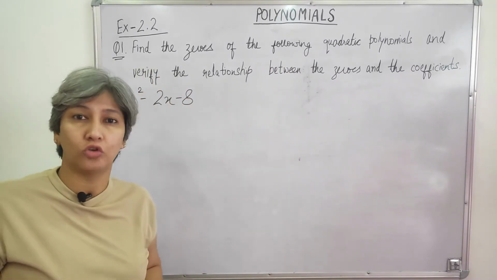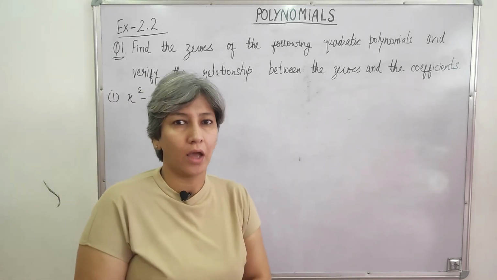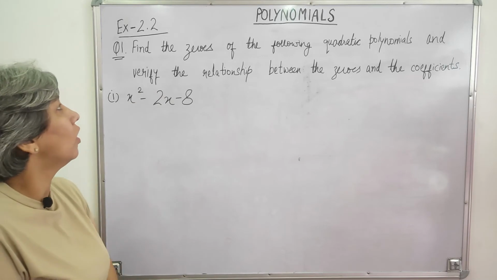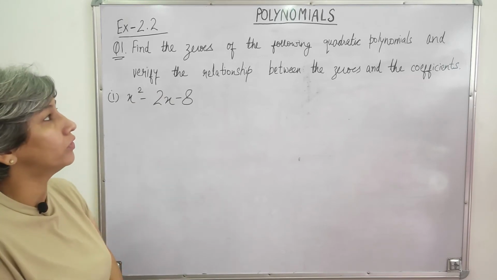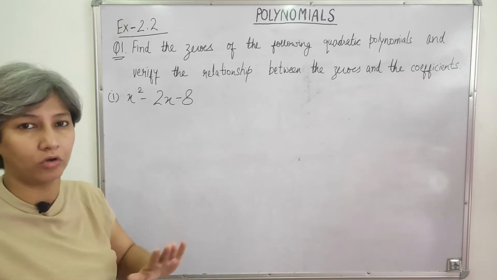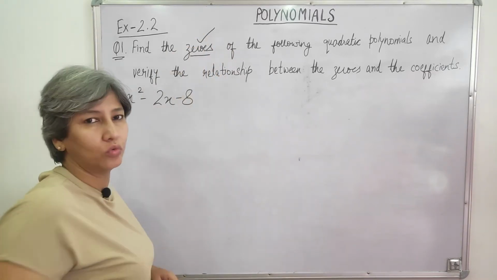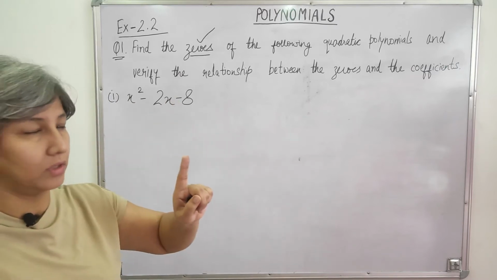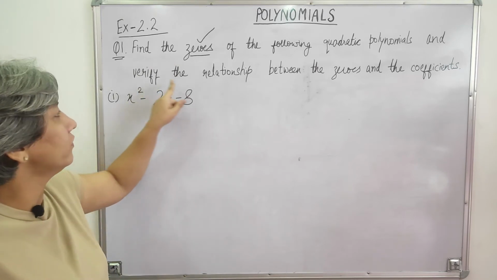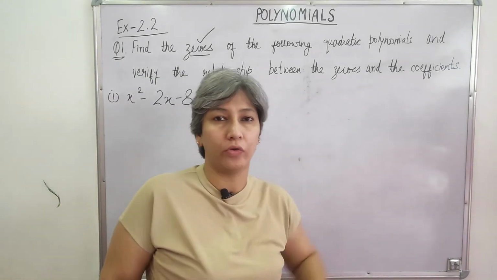Polynomials exercise 2.2. Now in 2.2 we have two questions and we'll do both of them one by one. The first question is, find the zeros of the following quadratic polynomials. We are given a few quadratic polynomials and we have to find the zeros, right? Once we get our zeros, we have to verify the relationship between the zeros and the coefficients.